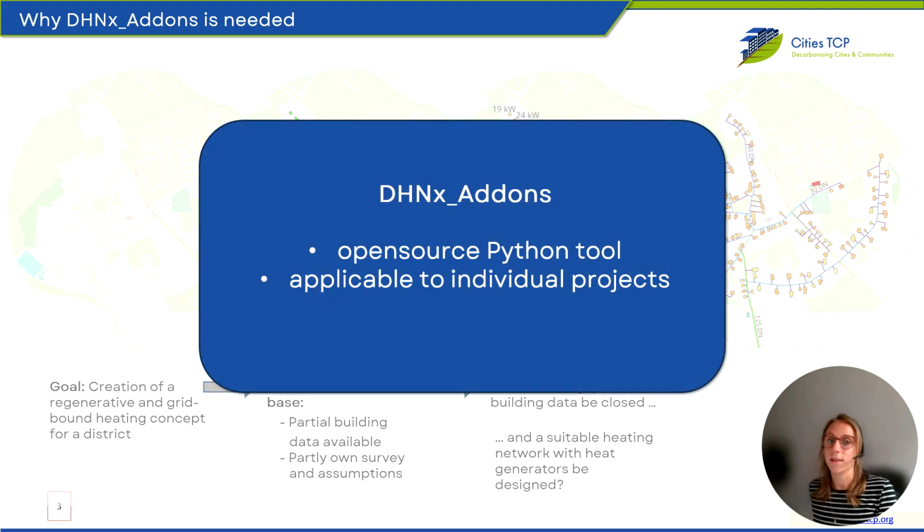One solution for this can be the Python-based open source tool DHNX add-ons. It can, at the concept level, help to close data gaps, help to process data and classify it spatially, generate load profiles for a wide range of building uses, and implement a rough design of heating networks.